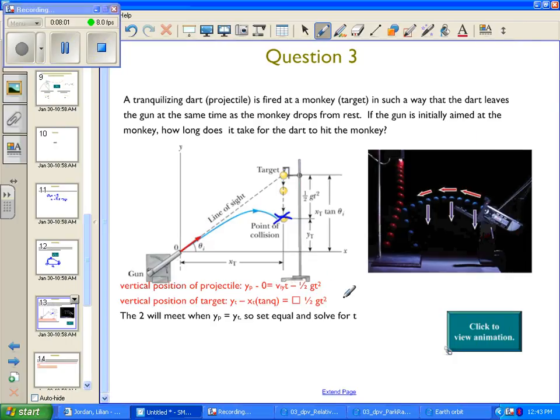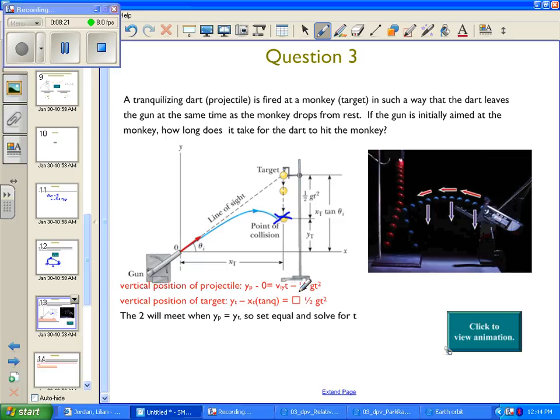Sure enough, we see that the projectile has struck the target each and every time. Now let's go ahead and proceed to solve for the time. Now we know that the two of them will meet, that is the projectile and the monkey, when their vertical position is equal to one another.